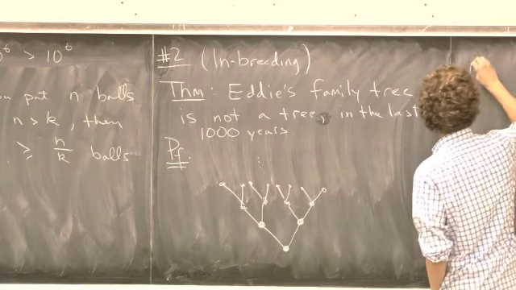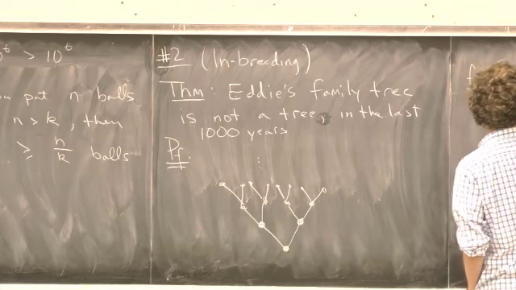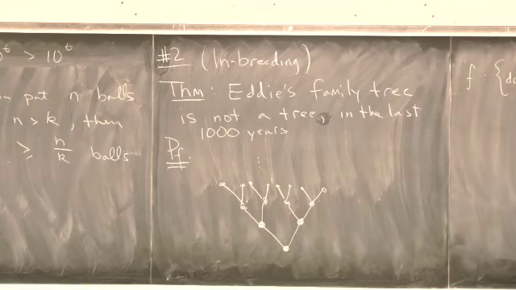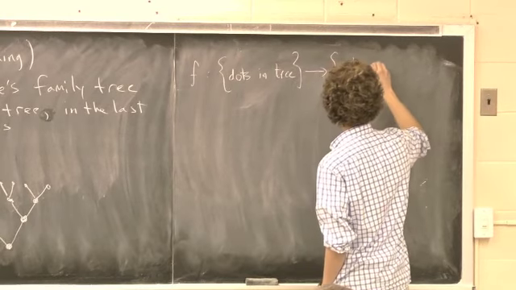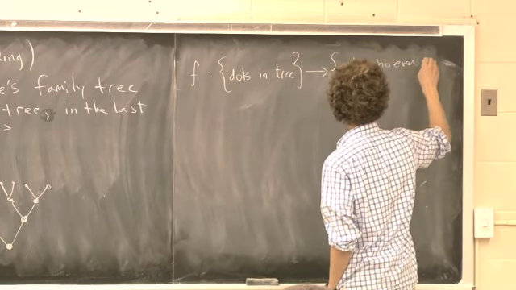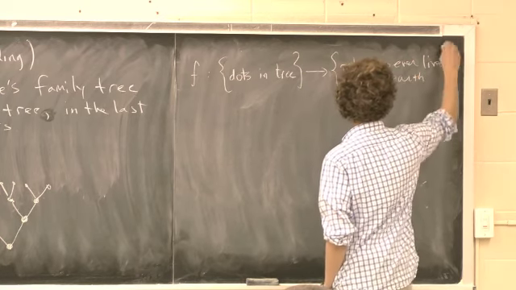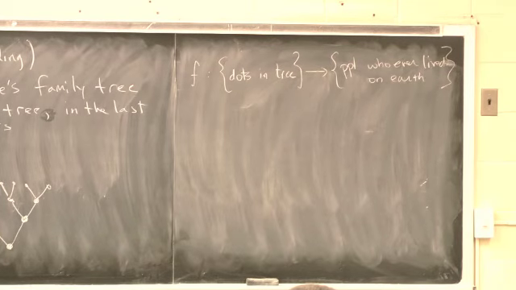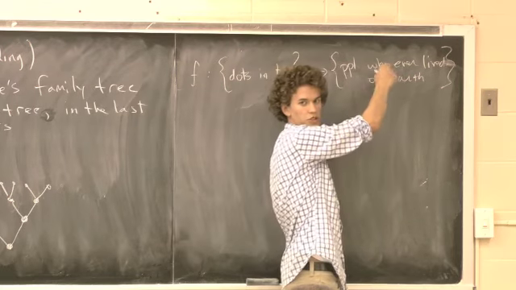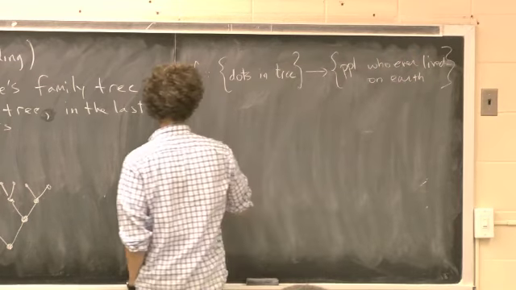Okay. So the function I want to make is from dots in the family tree to the set of people who ever lived on Earth. Right, so this is some dot. This is your great-great-grandma. And we go over here. She lived on the Earth at some point, so we go find her. Okay, that's how we do that. Easy?